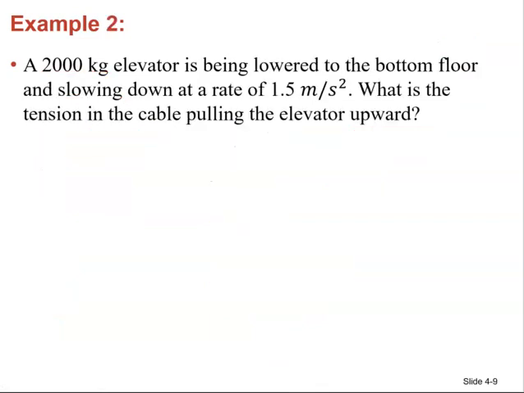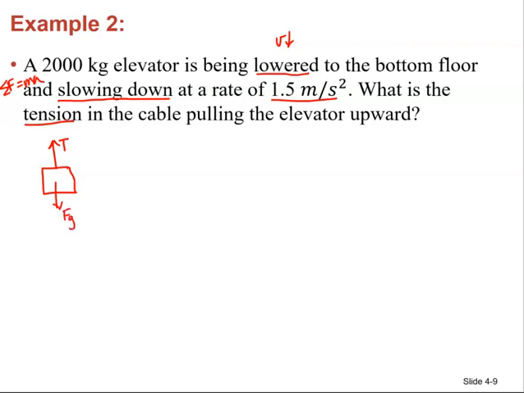Now the next problem is we have the same 2,000 kilogram elevator, but it's being lowered, so that means our velocity is down to the bottom floor and slowing down. This means we have a second law problem, and it's slowing down at a rate of 1.5 meters per second squared. Again, we want to know what is the tension in the cable of the elevator pulling upward. So we have our box, that's our elevator. Our cable is again pulling up. To do our application of force, that upward cable is pulling up, that's a tension. The weight force is down.